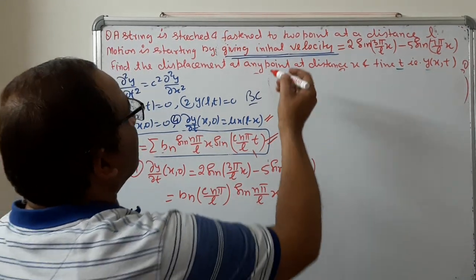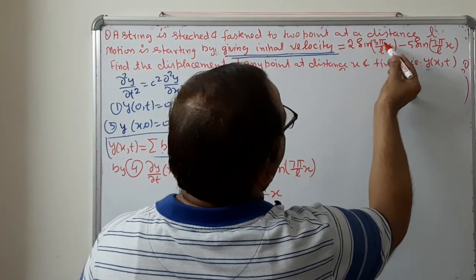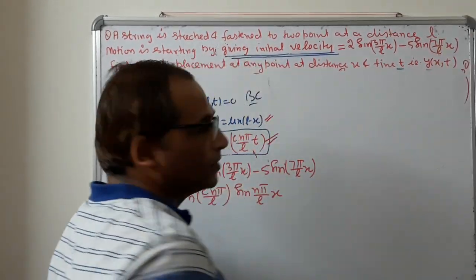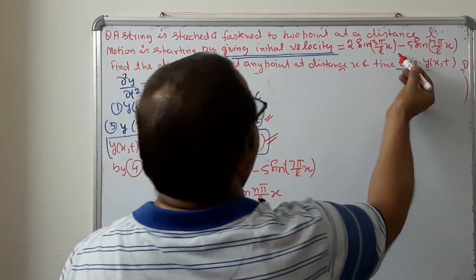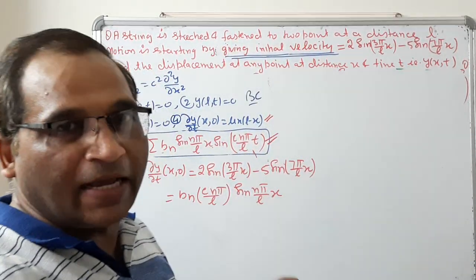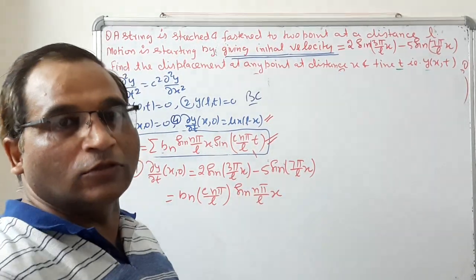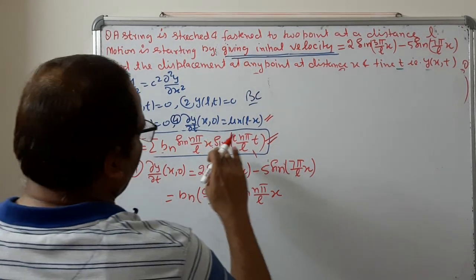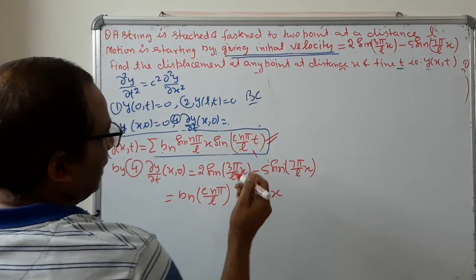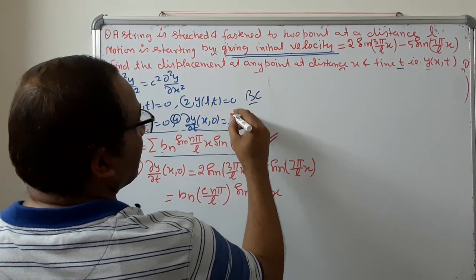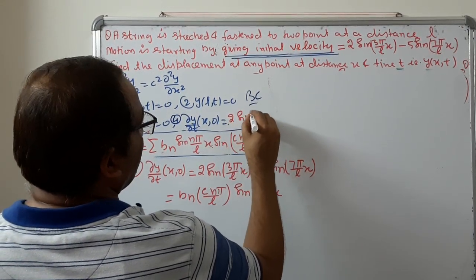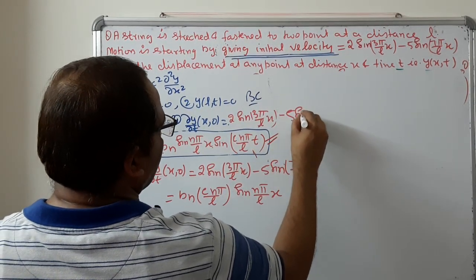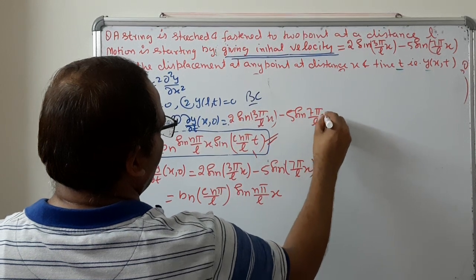In this question, the initial velocity is given as 2 sin(3πx/L) - 5 sin(7πx/L), right? In this case, the trigonometric function is given because initial velocity is given. That means type B question. So we write the solution of type B up to this one, y(x,t) equal to Bn sin(nπx/L) sin(Cnπt/L), and here ∂y/∂t at (x,0) is equal to 2 sin(3πx/L) - 5 sin(7πx/L).